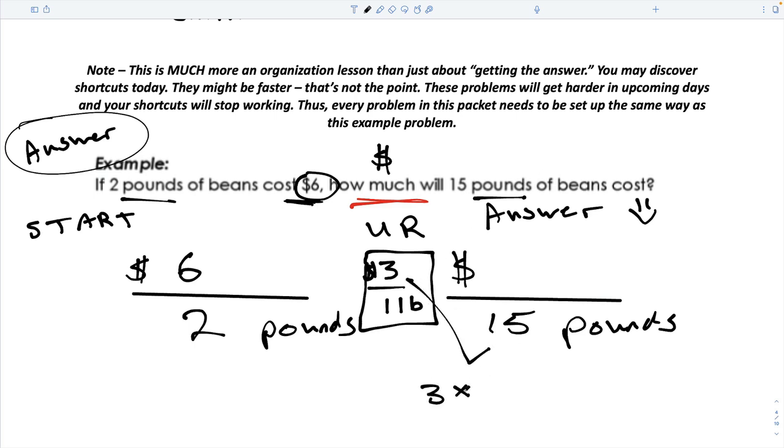What's 3 times 15? Silent hand. 45, that's fine. You can shout it out, I wasn't clear at the start. You've just found how much money 15 pounds of beans cost.